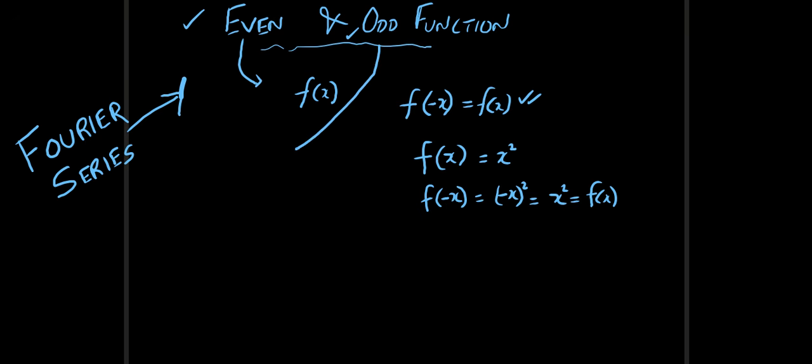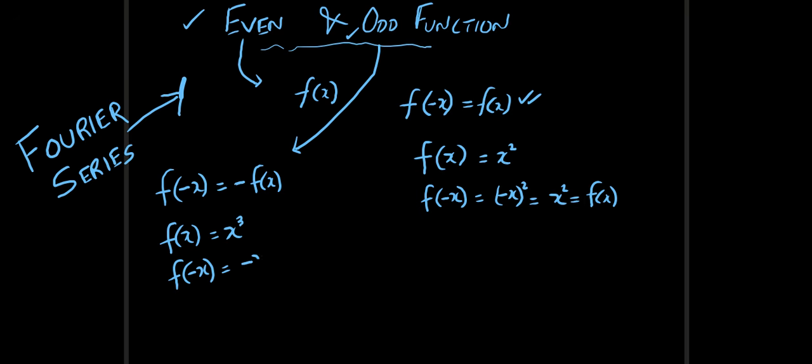At the same time, some functions will make this minus come outside. So sometimes we end up with f of minus x being minus f of x. The best algebraic example we can find is x cube. If you have f of minus x, then it becomes minus x the whole cube, because I'm supposed to replace x with minus x. And that gives me minus x cube, and that is nothing but minus f of x.